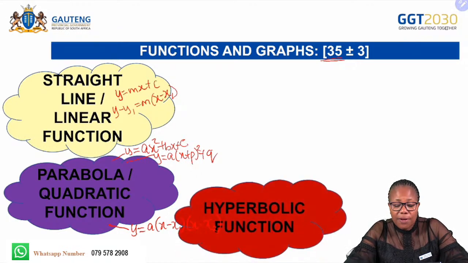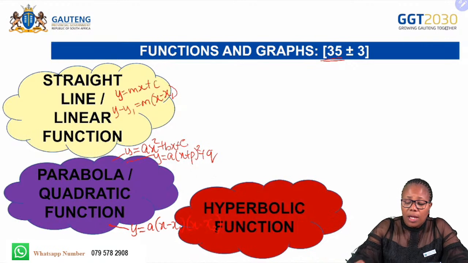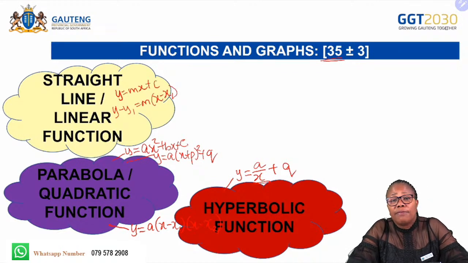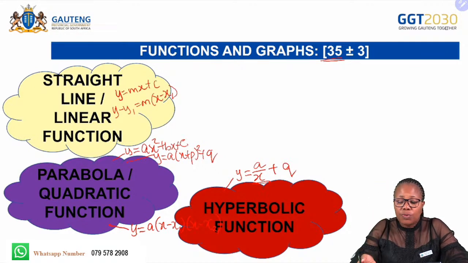The third graph is the hyperbolic function. With the hyperbola function, the original is y = a/x + q. Be careful, grade 12 now: we are not applying the left and right shifting on the hyperbola, so there won't be any plus p. p will always be 0, grade 12. In this hyperbola function, we are only considering the up and down movement, which is the effect of q.